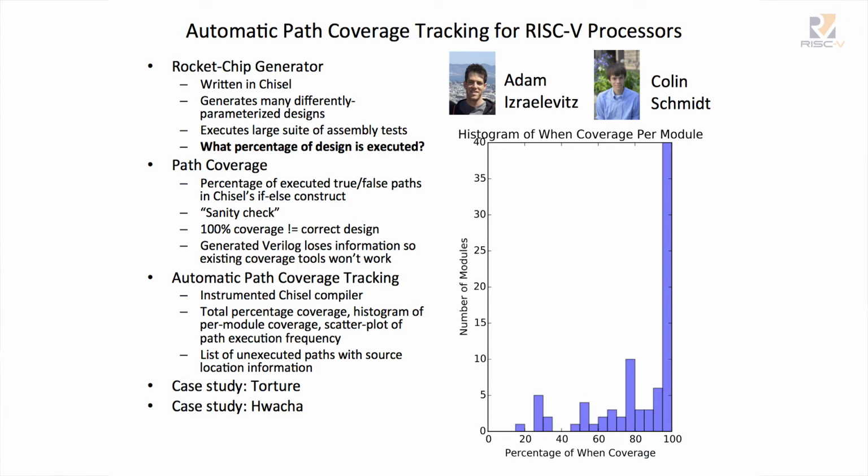Everyone here is familiar with Rocket and Rocket Chip. As you know, it's written in Chisel, and it generates many differently parameterized instances. They can execute a large RISC-V test suite, but what percentage of the design is actually executed by that test suite? We didn't really know, so we were curious. What does percentage mean? We defined it as path coverage. If you're familiar with Chisel, there is an if-else construct in the language. We wanted to make sure that both paths, the true and false path, were executed in every module, in every instance generated by the design.